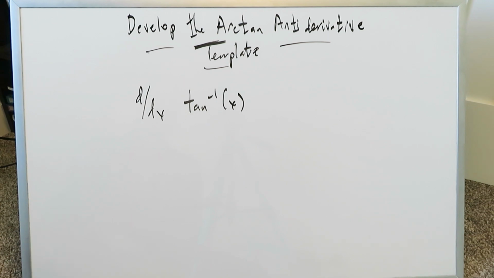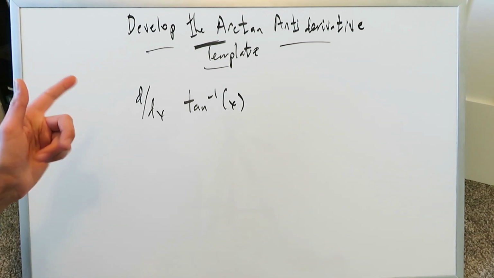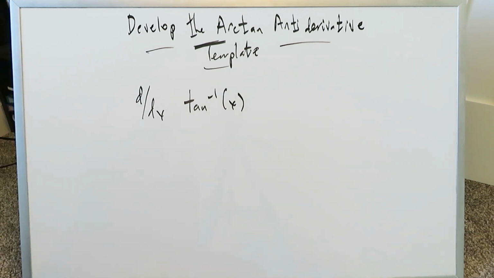We're looking here at the development of the Arctan Antiderivative template. It's very important because this specific template helps you negotiate or avoid trigonometric integration and jump directly to this specific antiderivative, which is so much easier and quicker to arrive at.